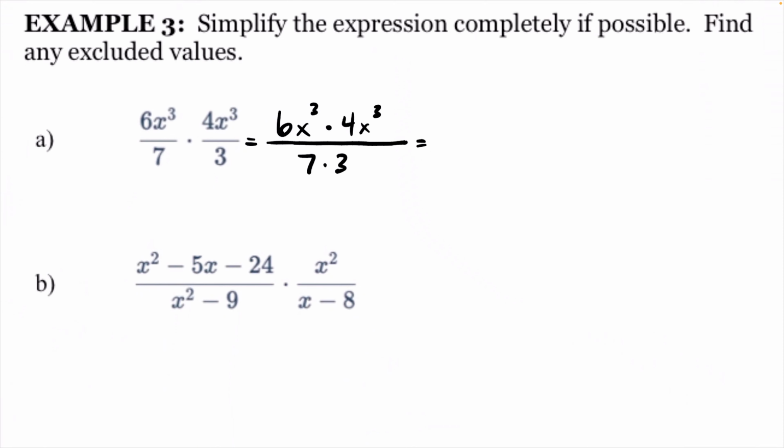Six, that's a 6, not a B. 6 times 4 is 24.